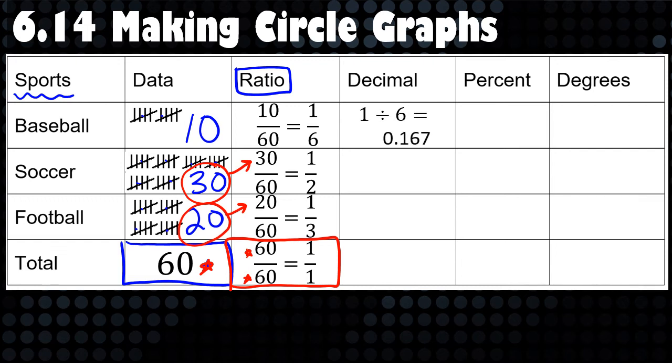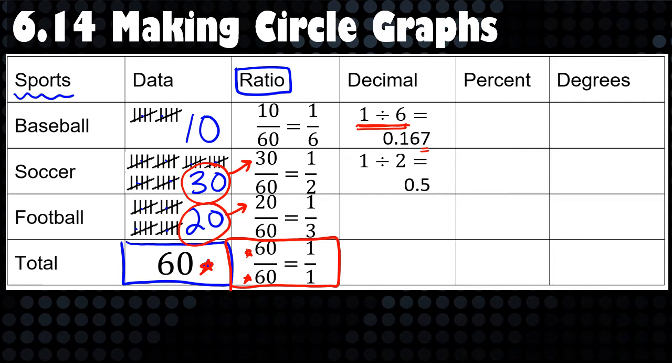So for the decimal, 1 out of 6, you can type in your calculator 1 divided by 6, and it will give you the decimal 0.1666666, and it'll repeat. So I'm going to round it to the nearest thousandths place. So I can say that for baseball, the decimal is going to be 0.167, or 167 thousandths.